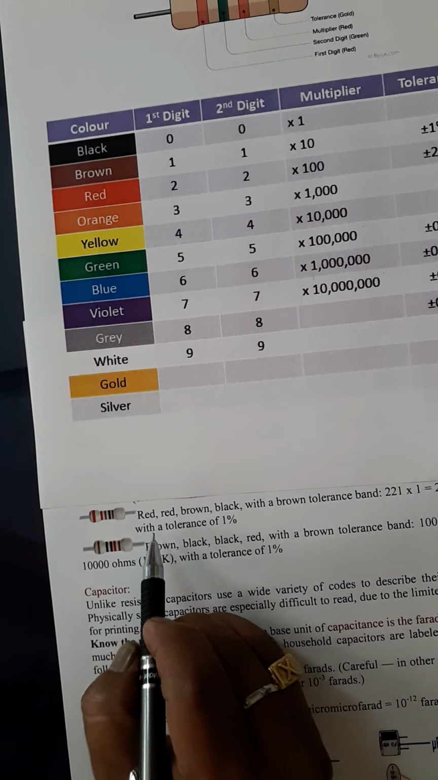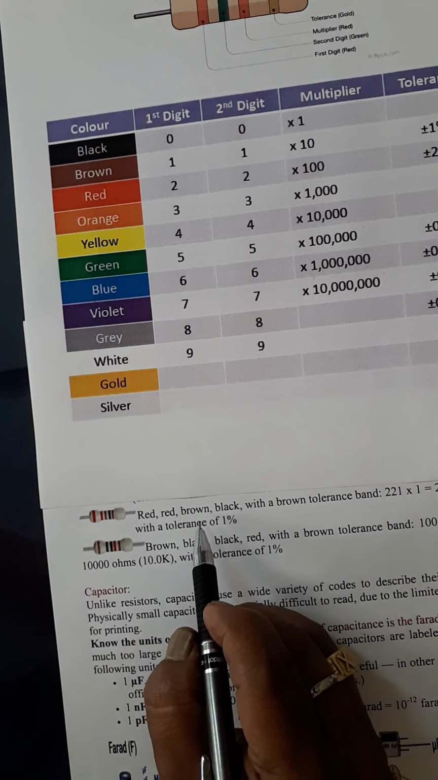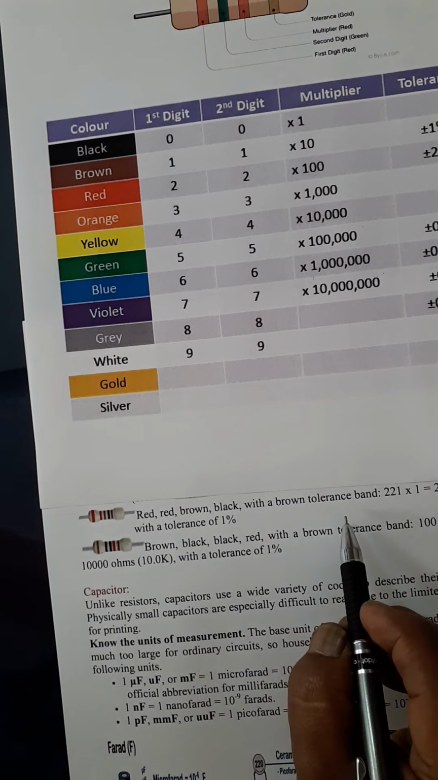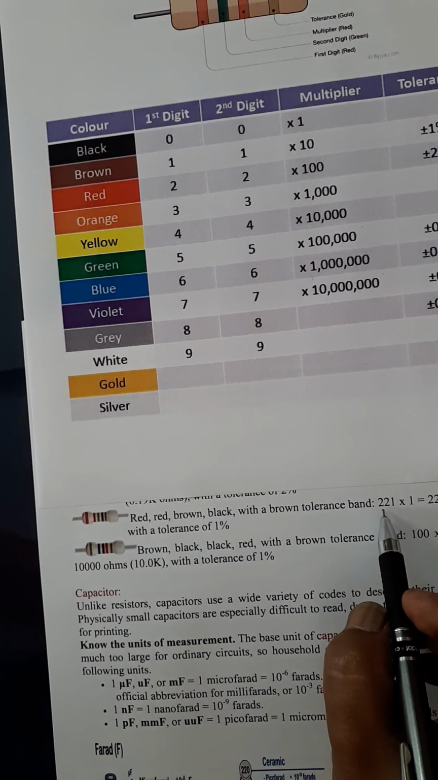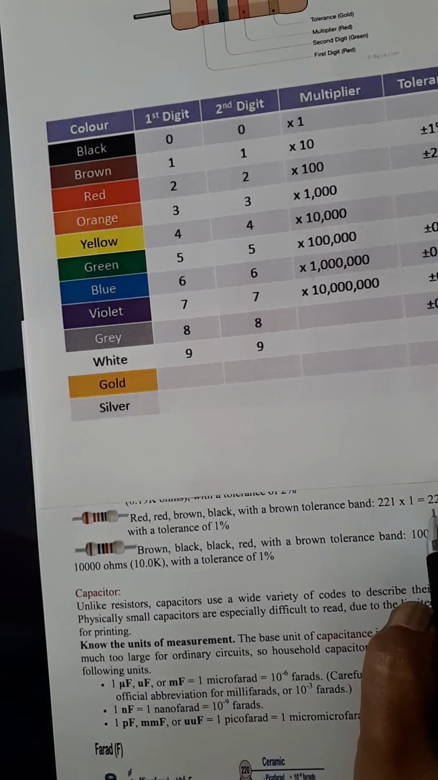In the same way, we have to go for a second one. For example, I will take red, brown, black, with a brown tolerance. So this will become around 221 and a multiplier of 1. So this totals 221 ohms.